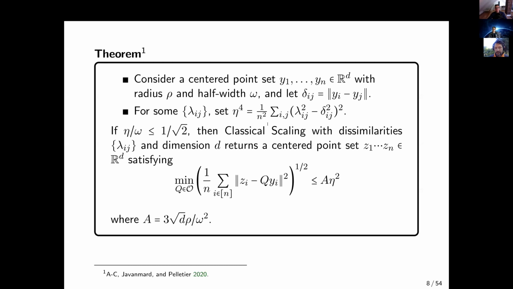Anyway, this sort of result is hard to parse when you're reading it, but it's relatively simple intuitively. This is the noise level eta, the overall noise level in the distances. And although we have some noise in distances, the quality of the recovery degrades gracefully. So this is the quality of the recovery, and it's bounded by a function of eta.